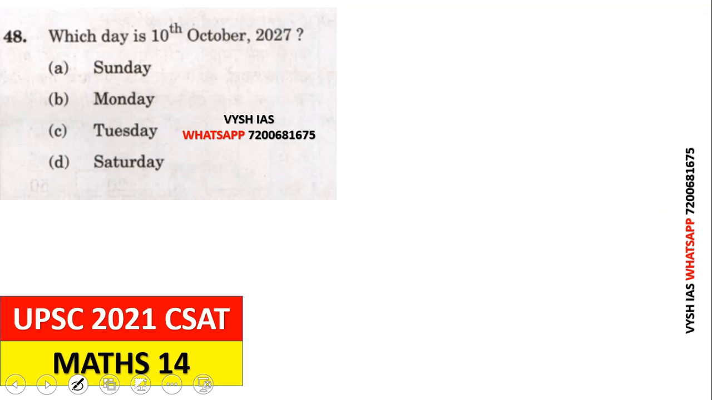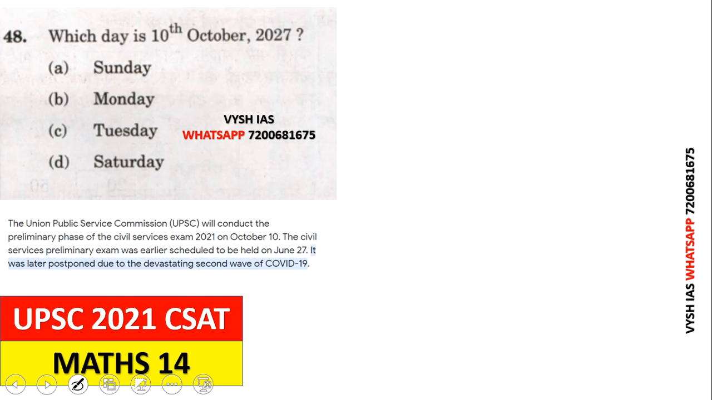Next one, a very, very interesting question. And this is a once in a lifetime question. They will ask only based on that exam; this question cannot be asked next year. So which day is 10th October 2027? Do you know why this was asked in 2021? Because the 2021 prelims date was October 10. Meaning you are sitting in the exam hall on October 10 and they are asking you, after 6 years on the same day, what is the day?